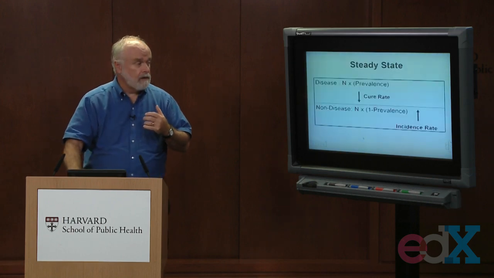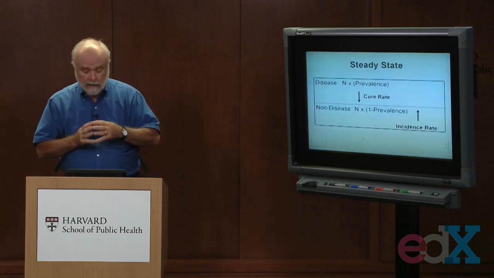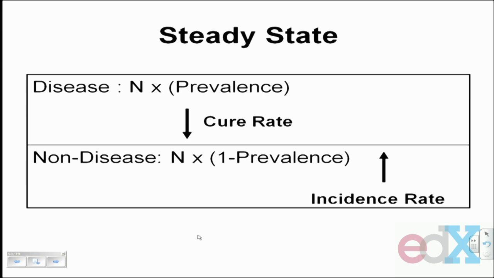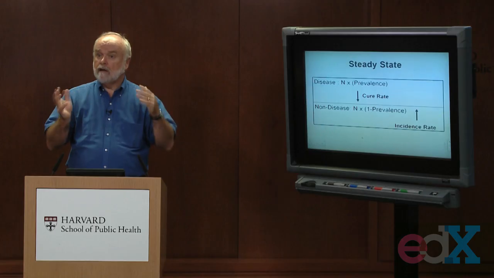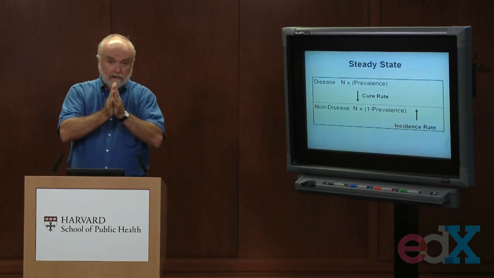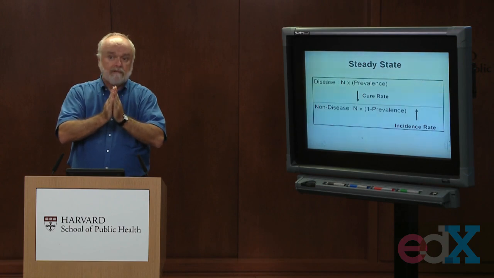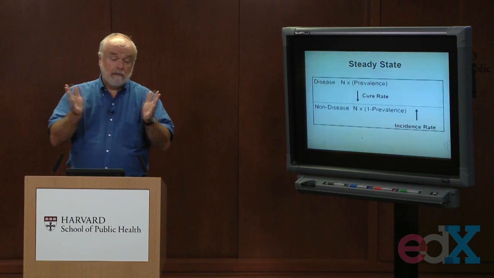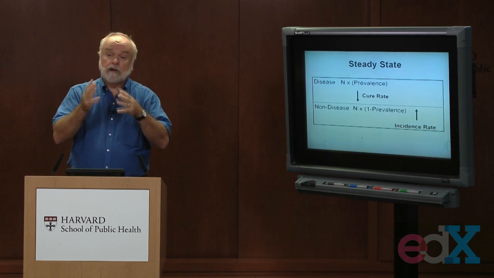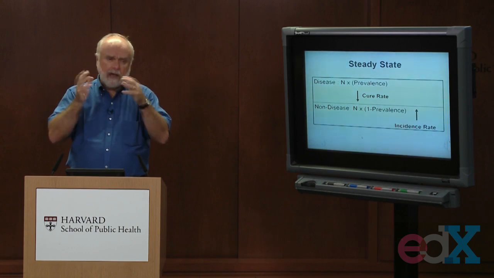And to describe it, I'm going to use the following figure. I'm going to describe what is known as a steady state, a population that doesn't change over time, a population that's not getting bigger or not getting smaller. At any point in time, there are the same numbers of people living in that population. Maybe some of the people's characteristics might have changed over time, but at any one point in time, there might be 10,000 people living in this population.